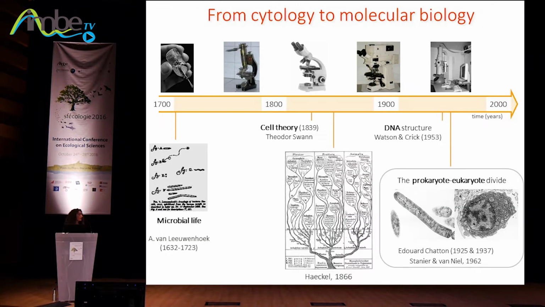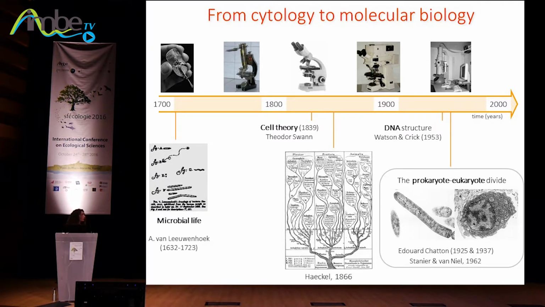So the study of microbial diversity has always been linked to novel technological developments, the first of which was the microscope, which allowed us to see microbes for the first time at the onset of the 18th century, but then led to the formulation of the cell theory, to the first attempts to reconstruct phylogenies based on morphology, and including microbes, and as late as the mid-20th century, to discover that cells are divided in two major structural types, the prokaryotic and the eukaryotic types.